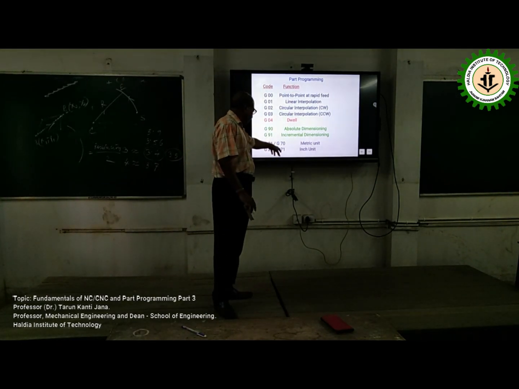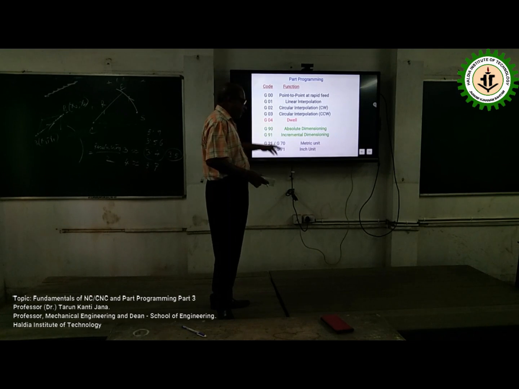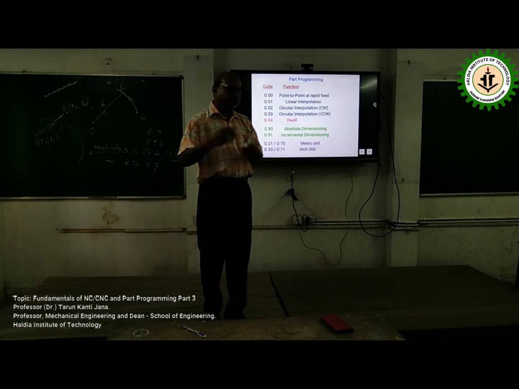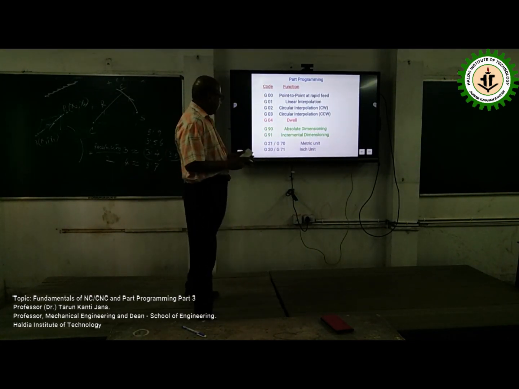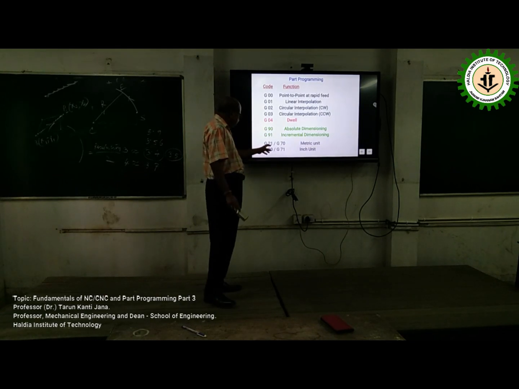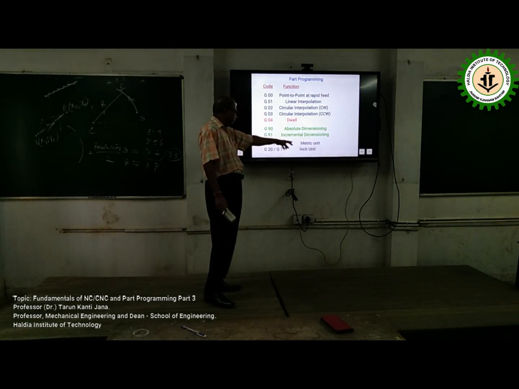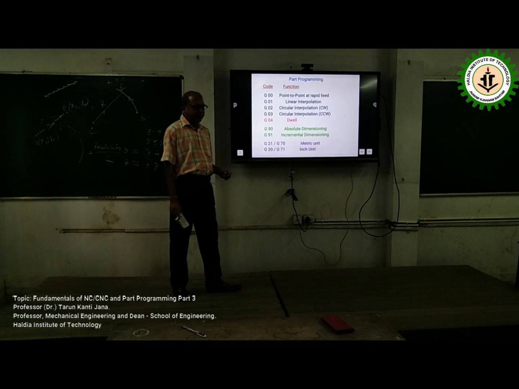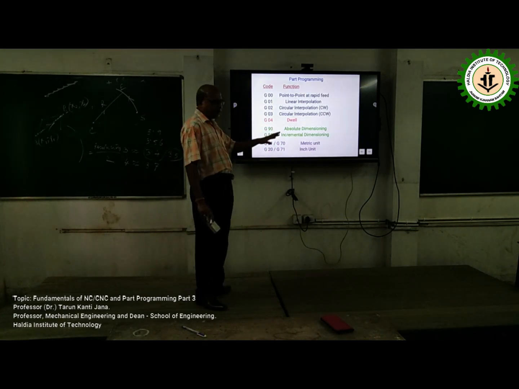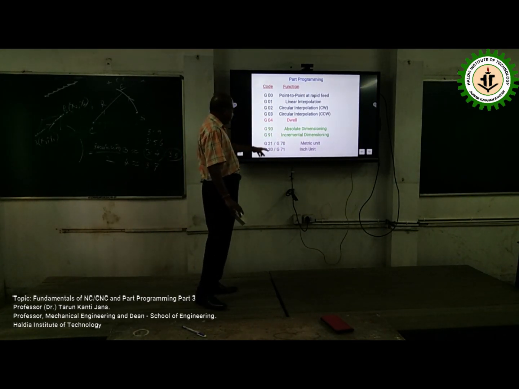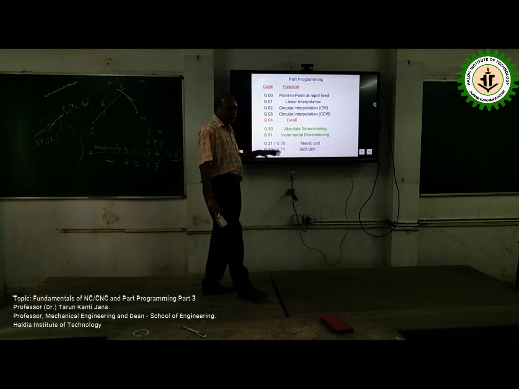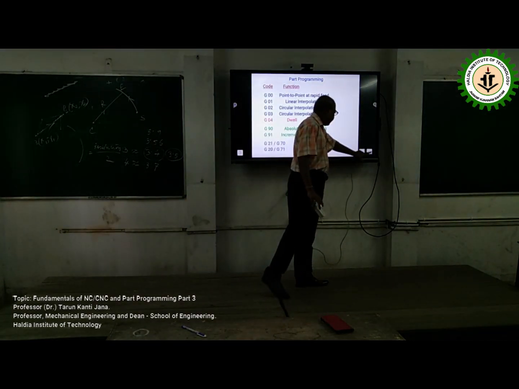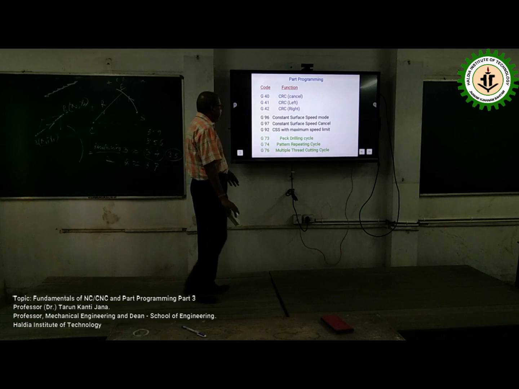Now I have given two slabs. Some of these codes sometimes vary from one machine manufacturer to another. In some older machines, this G21 corresponding metric unit is taken care of by G70. Anyway, you need not memorize all these things. Just have a look at this sort of G codes that usually appear and that we encounter frequently.